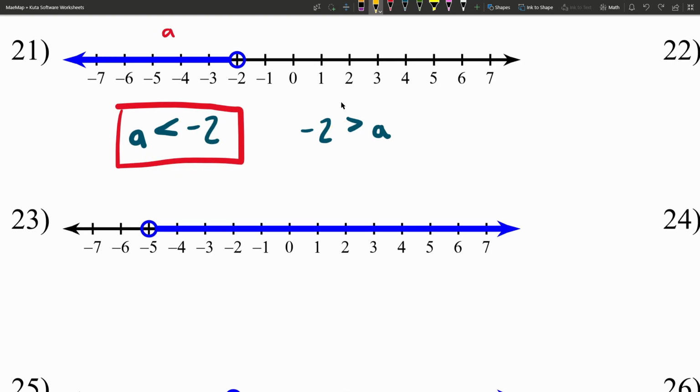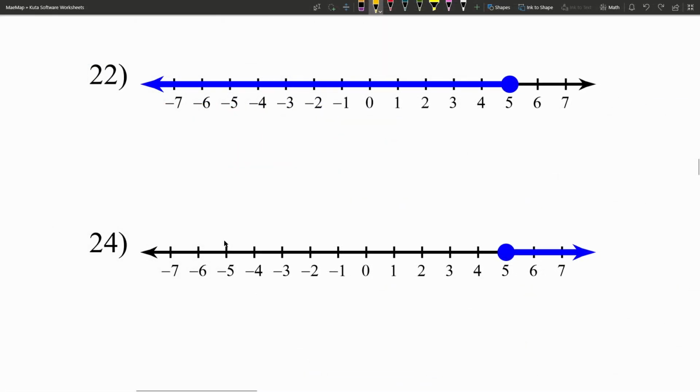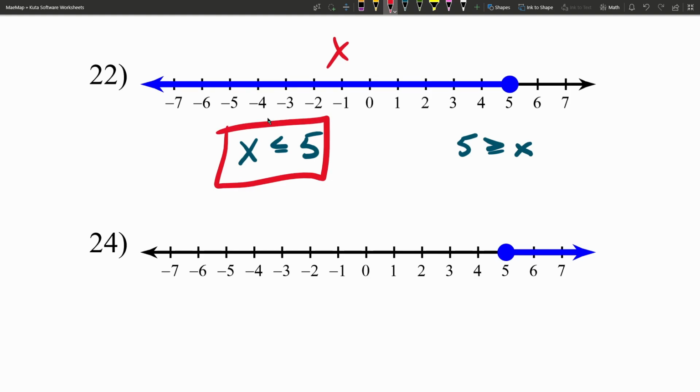Let's move on to number 22. In number 22, let's pick a variable x. And looking at this number line, what kind of values does x have? X has values that are smaller than or equal to, since it's filled in, smaller than or equal to 5. So x represents values that are less than or equal to a positive 5. We could also write this as 5 is greater than or equal to all of our x values. Either way of writing this is perfectly fine. Let's continue on to number 23.